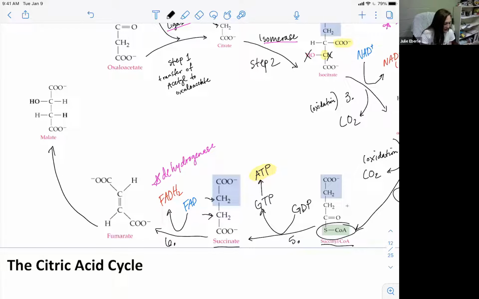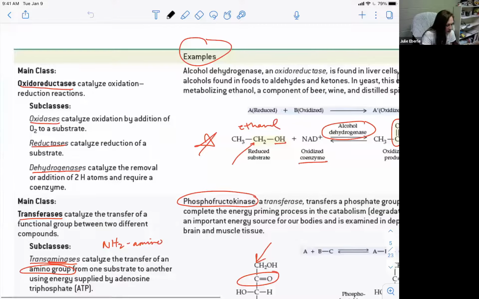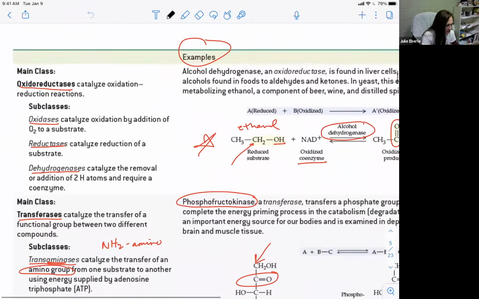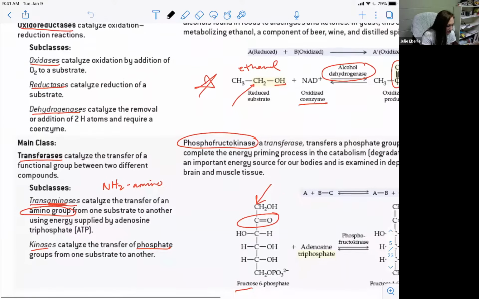Step 7, if you look at the difference between fumarate and malate, I'll highlight it for you. We have a double bond in fumarate, but we break that double bond and we add a molecule of water. So we're literally just going to add H2O right here. So this is a different enzyme that's involved here. What kind of enzyme would catalyze the addition of a water molecule? No coenzymes are needed. Let's go look at our table. This is chapter 19, the table of enzymes. What kind of enzyme would catalyze the addition of water?